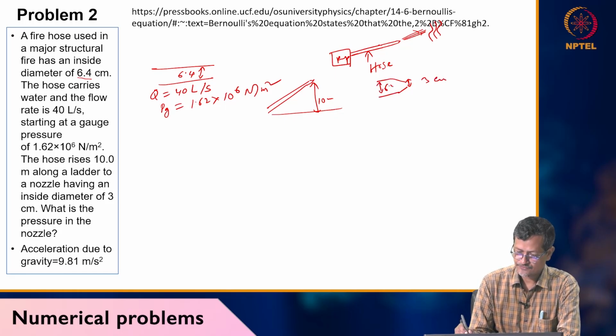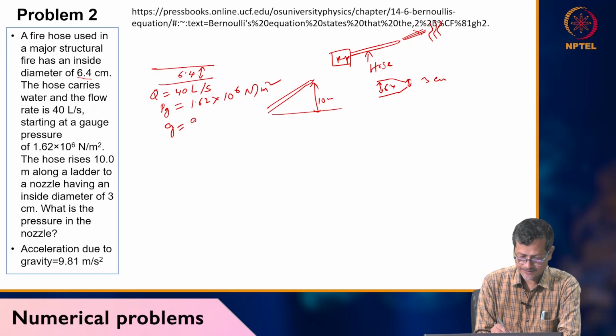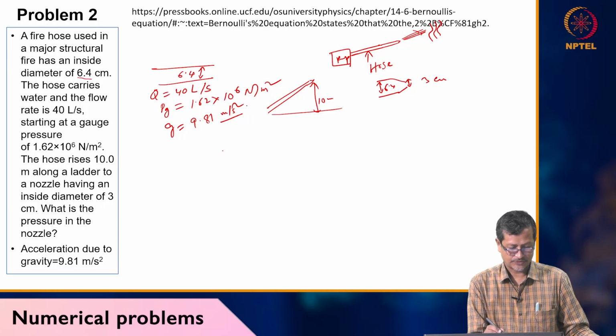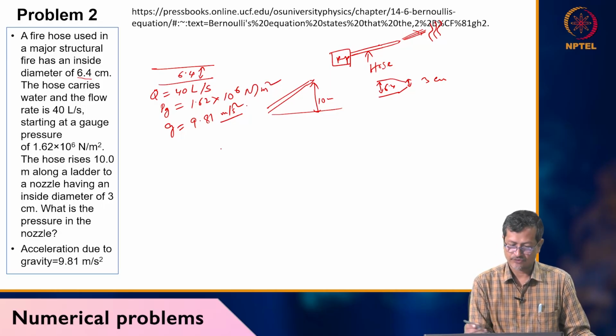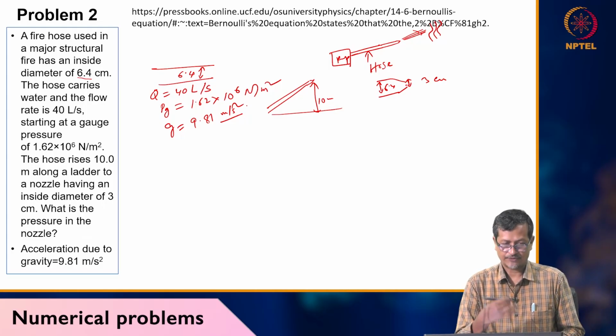So this is 6.4. Acceleration g value is also given, so that you will get a unique solution. Everyone should get 9.81 meter per second square. Now how to solve this problem? What is the pressure inside the nozzle? You have to calculate the pressure here. Pressure will be converted to velocity.